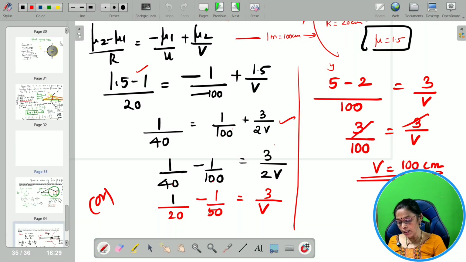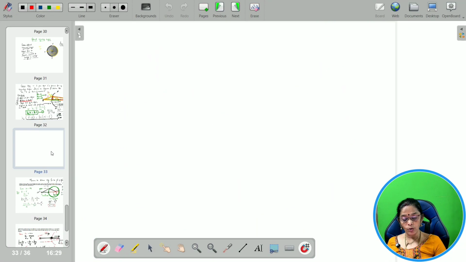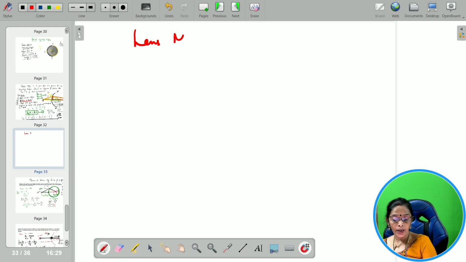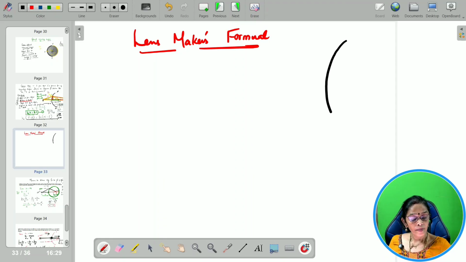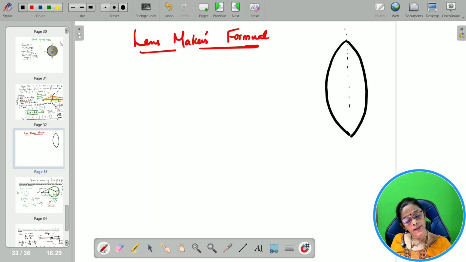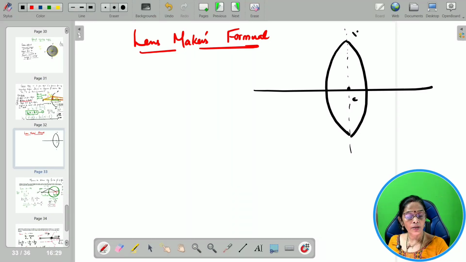Now using this convex SRS, we are going to see the lens maker's formula. The lens maker's formula consists of two surfaces. One is a convex SRS, another one is a concave side. Combining together you get a lens. Let me call this C. This is called the principal axis. This is called the XP1Y surface. This is called the XP2Y surface.